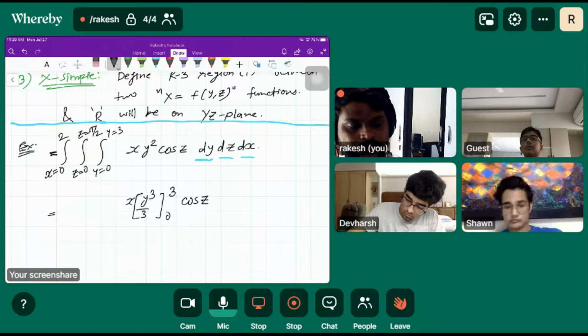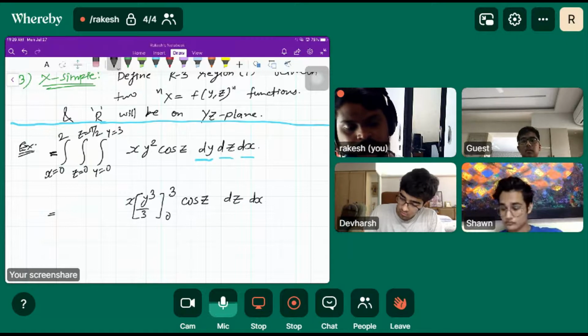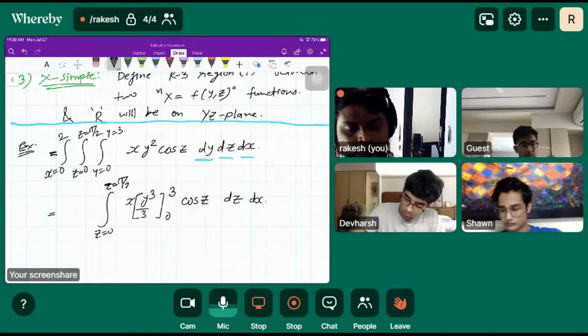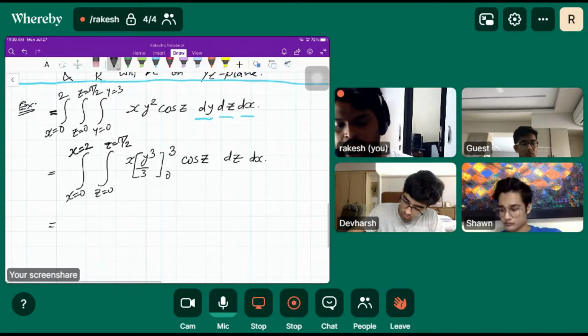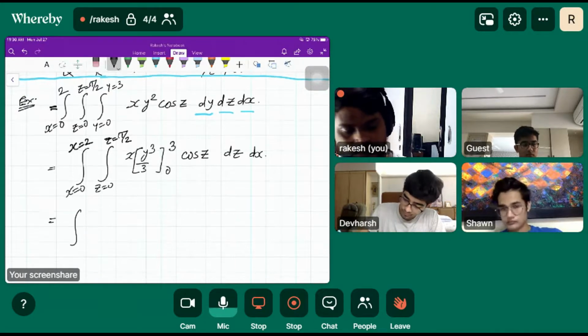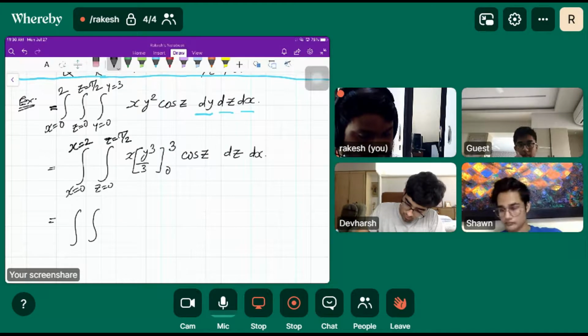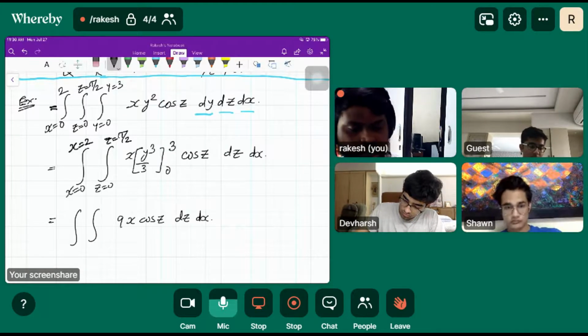9x cos z dz dx. 9x cos z. Okay, so z is equal to 0 to pi by 2 and x is equal to 0 to x is equal to 2. Then it will give us 9x cos z dz dx, z from 0 to pi by 2 and x is equal to 0 to 2.